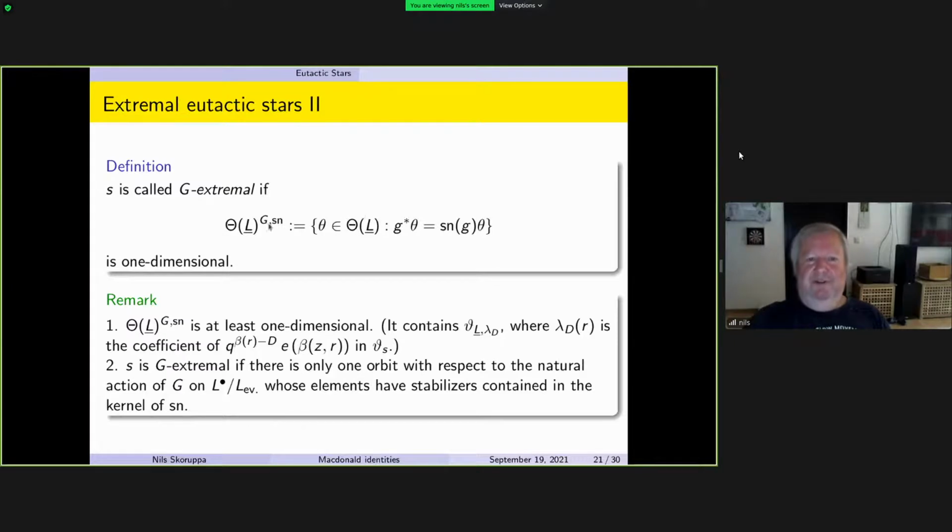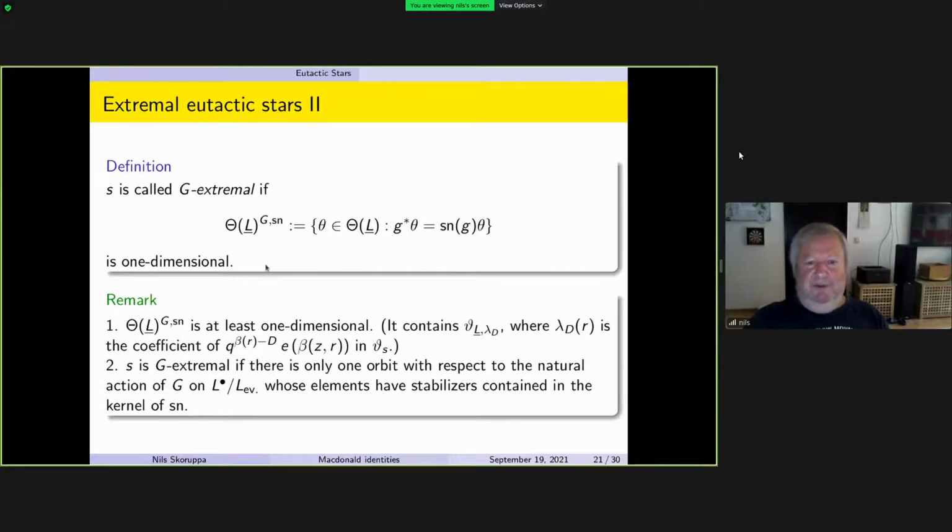If the space of all thetas, the space of elementary theta functions for the lattice L, contains only one function which satisfies this identity, so if the space is one-dimensional, then we call it G extremal. As you will see in a moment, G extremal implies, of course, that we have an extremal eutactic star. But not every eutactic star is G extremal for some group G. It's sometimes sufficient to look at this G extremal to get something.